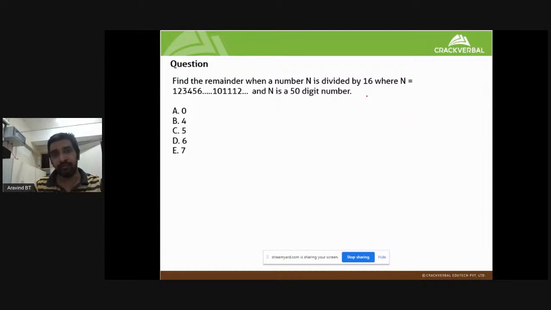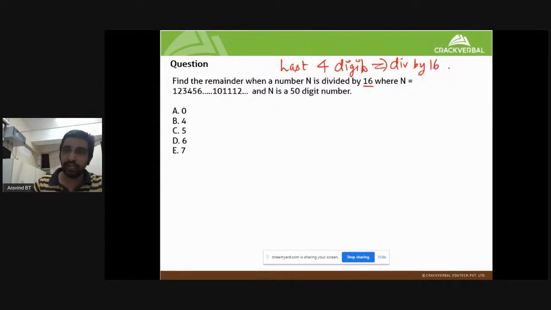So again, what is the divisibility rule for 16? The divisibility test for 16 says that if the last 4 digits of a number are divisible by 16, then the entire number is divisible by 16. If it is not divisible, you can still use the last 4 digits to find the remainder.